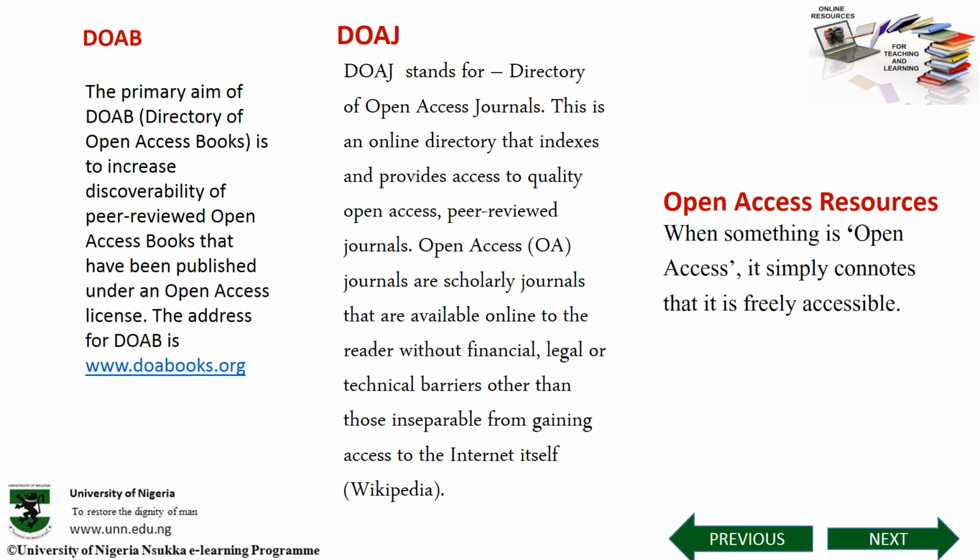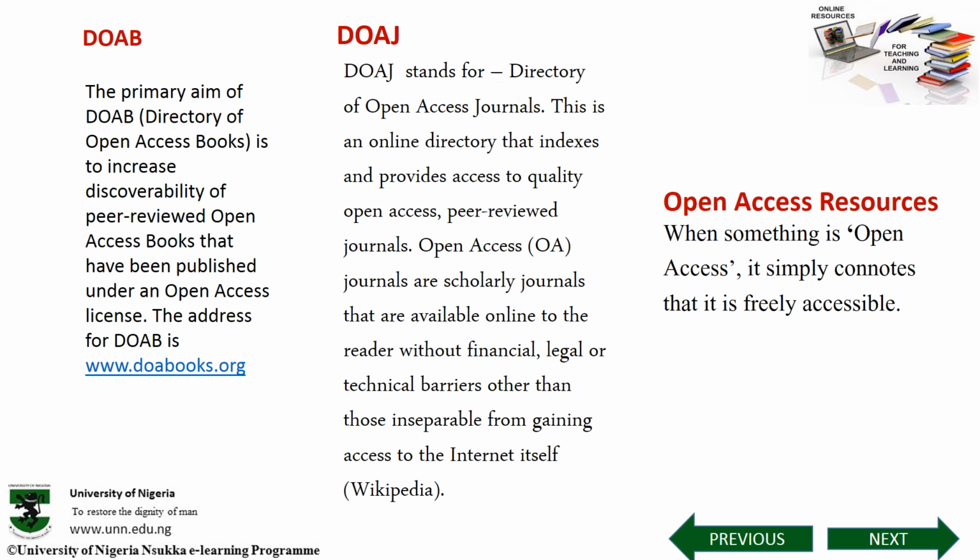The primary aim of Directory of Open Access Books is to increase discoverability of peer-reviewed open access books that have been published under an open access license. The address for open access books, so directory of open access books, is www.doabooks.org.